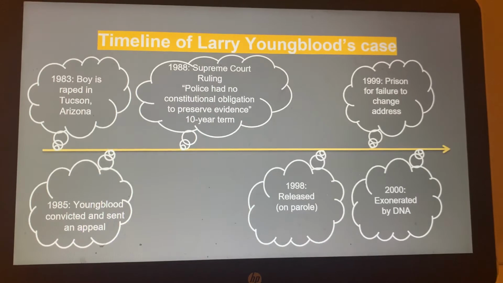So now we're going to go to Larry Youngblood. We're going to look at his case where he was convicted of child rape and abduction. In 1983, a boy was raped in Tucson, Arizona. Then in 1985, Youngblood was convicted and he sent an appeal. Between those timelines, we're going to talk first about the main contributors that led to his conviction.